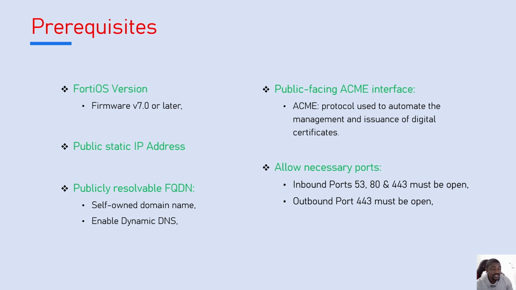Also, from your FortiGate device, you need to have at least one interface that is facing the internet. That interface is going to serve as the ACME interface. ACME is the automated certificate management engine. It is a protocol that is used by Let's Encrypt to generate certificates, maintain certificates, and renew certificates. So you need to specify this interface during the process. You also need to allow some necessary ports: 53, 80, and 443 must be open inbound. And then outbound, you need to make sure 443 is also open.